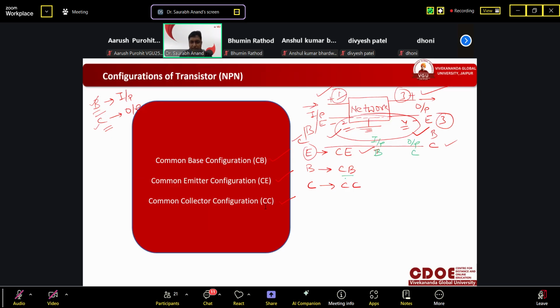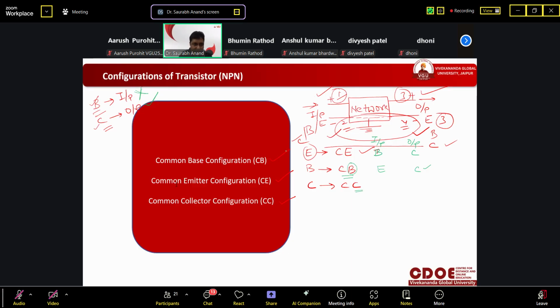But in this case, base is common now. So this condition will not be followed, but this one will be followed. So in any of the cases, at least one will be fulfilled. So in common base, the first condition is not fulfilled, but the second is, so we will write collector as output. Base is already used here, collector is here, then the remaining one is emitter, it will be used for input. So emitter will be the input line for common base.